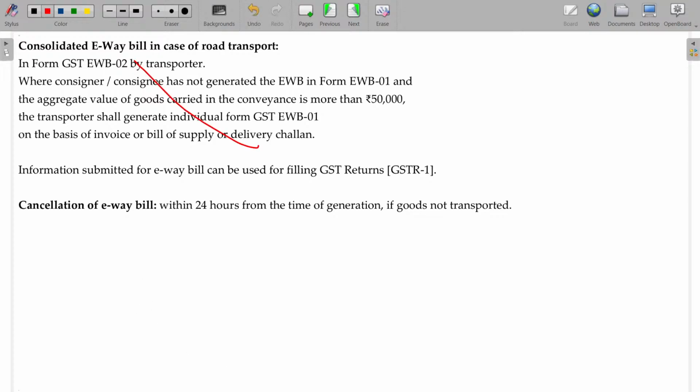You can skip this. Consolidation also possible. Consolidation is possible.